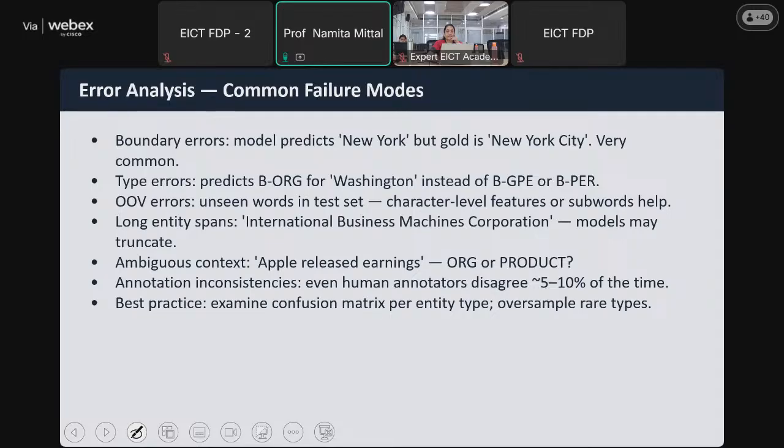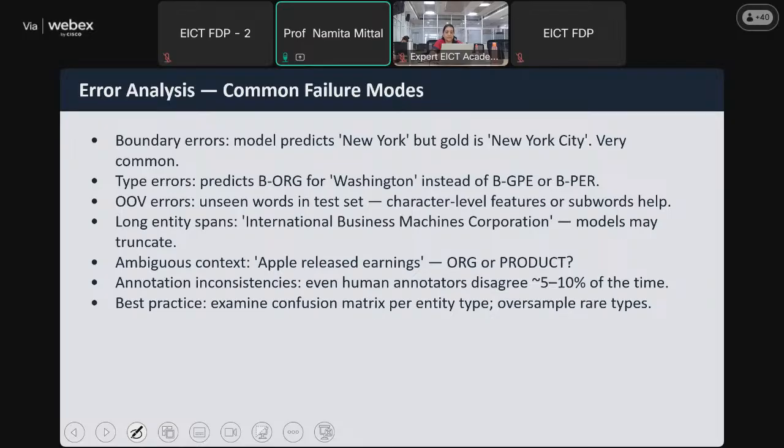So, error analysis, common failure modes. Like boundary errors: the model predicts New York, but gold is New York City. Although they are the same, they are considered different. Type errors: predicts ORG for Washington instead of GPE or PER, a geographically based entity. Out of vocabulary errors: unseen words in the test case, if they are not trained yet, so they will not show up as the correct word.